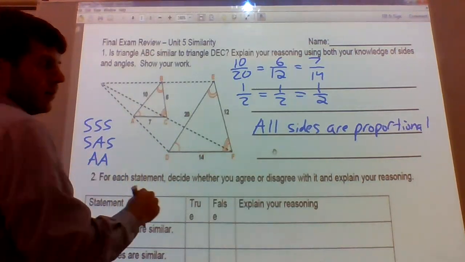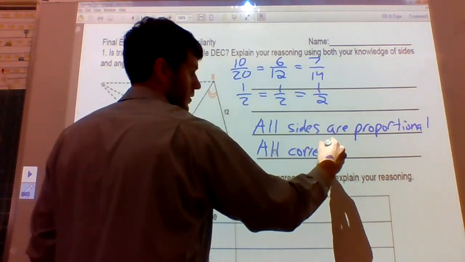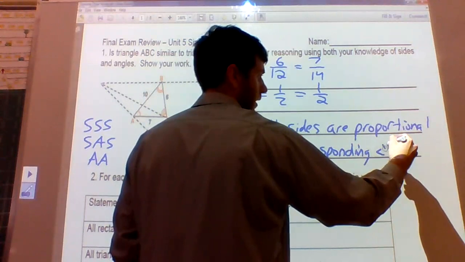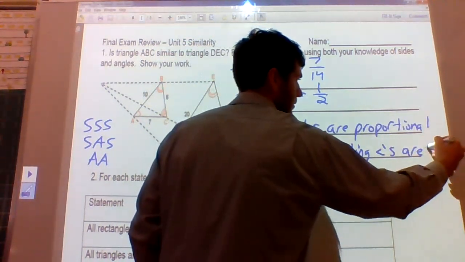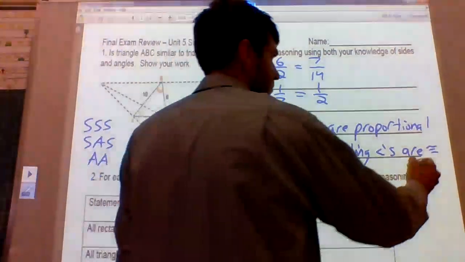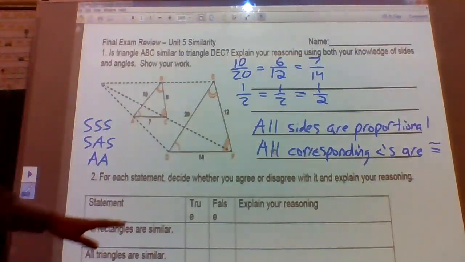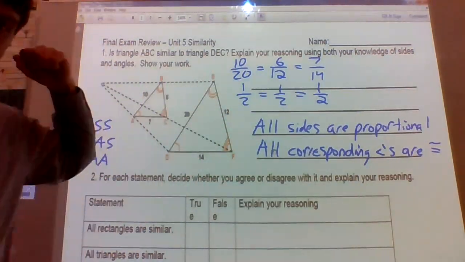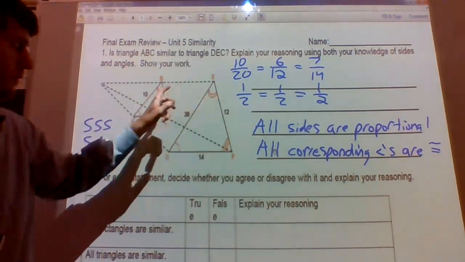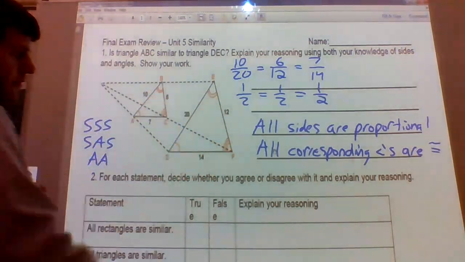And then all corresponding angles are congruent. All the sets of corresponding angles are congruent. So all sides are proportional because all the ratios are equal. All the corresponding angles are congruent because they're telling us they are. A and D, you've got the one arc, two arcs, three arcs.